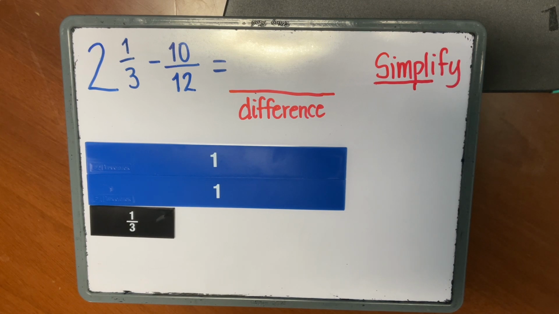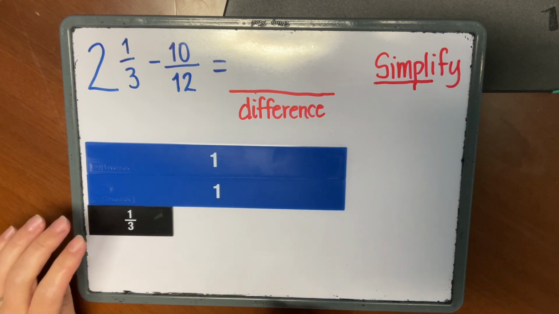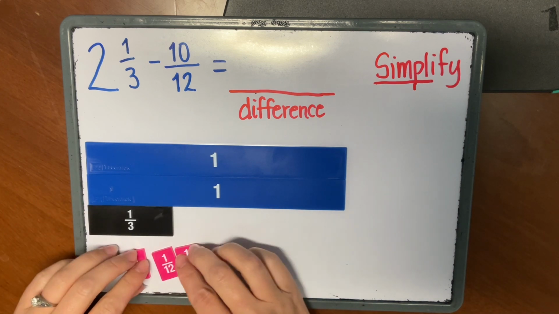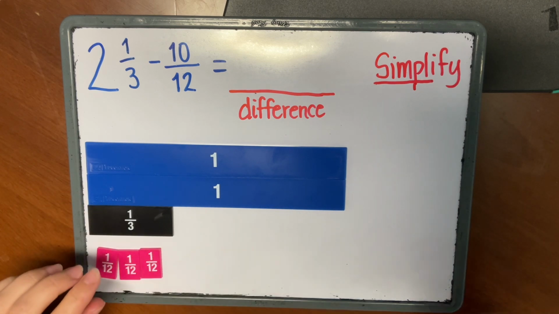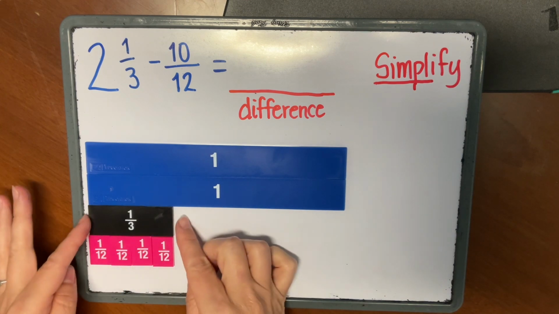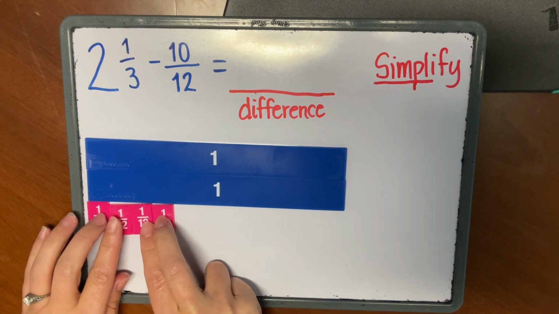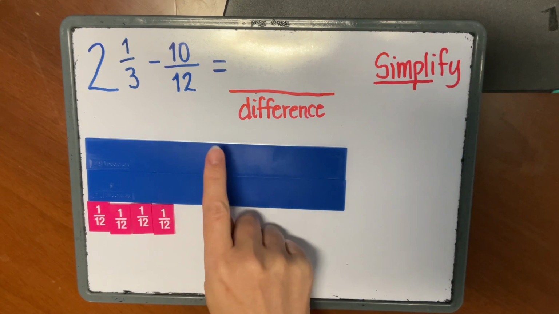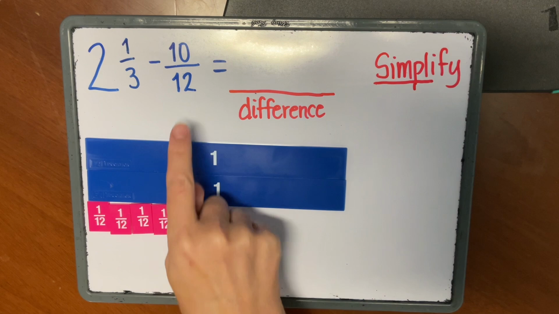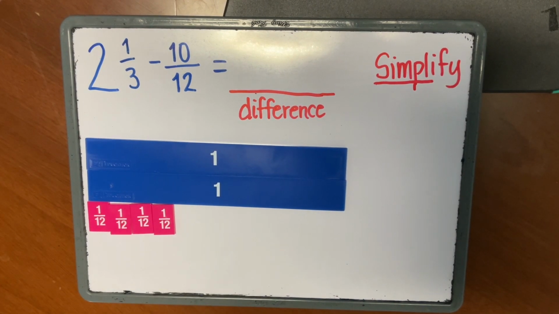Okay, here's a hint. I know I'm going to have to do some trading out for 12ths. Well, let's see, how many 12ths are the same as 1/3? If I match these up, I can see that 4/12 is equivalent to 1/3, so let's trade those out. Now I have 2 and 4/12. Can I take away 10/12? I only have 4, I can't take away 10. I'm going to have to do some more trading. What would you trade out next?